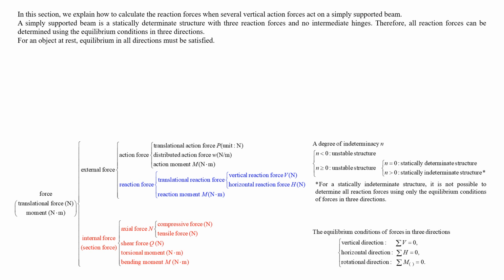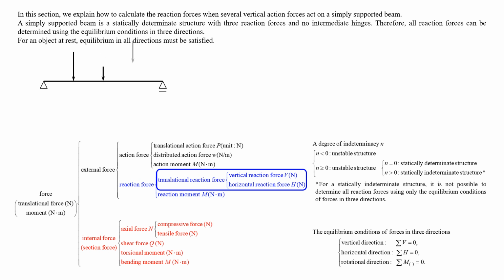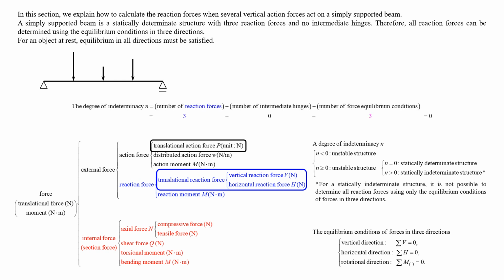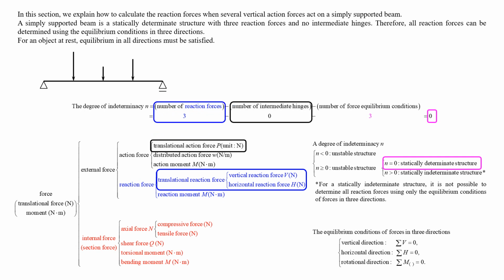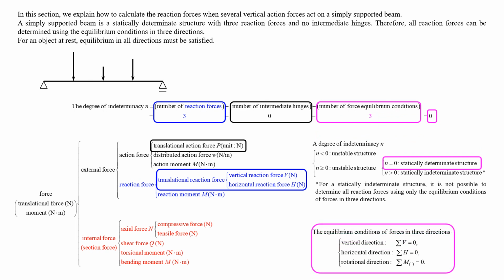In this section, we explain how to calculate the reaction forces when several vertical action forces act on a simply supported beam. A simply supported beam is a statically determinate structure with three reaction forces and no intermediate hinges. Therefore, all reaction forces can be determined using the equilibrium conditions in three directions. For an object at rest, equilibrium in all directions must be satisfied.